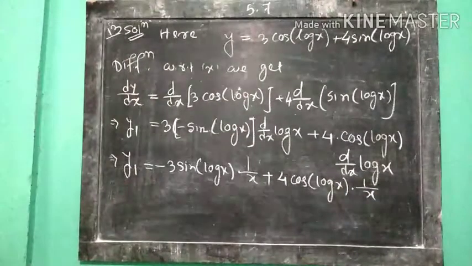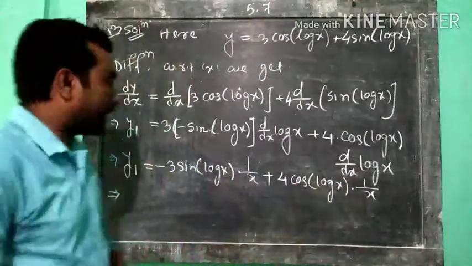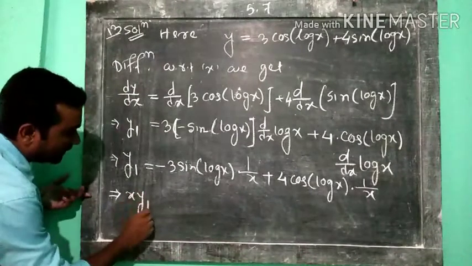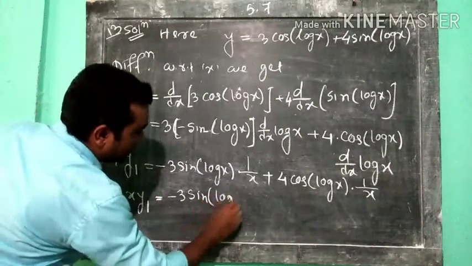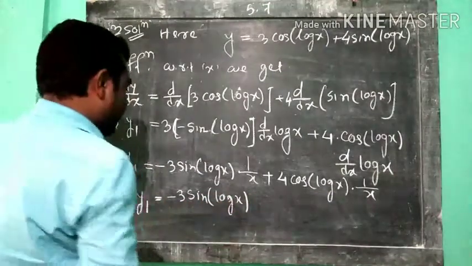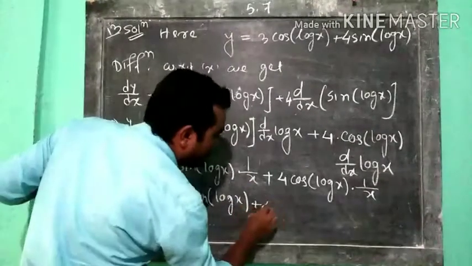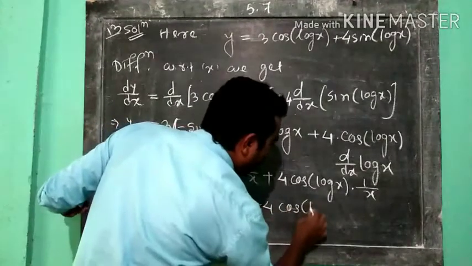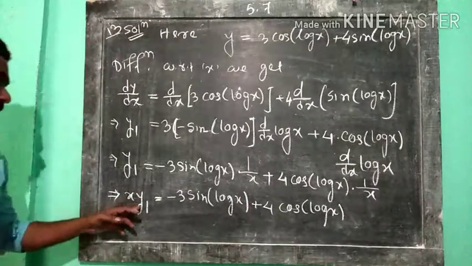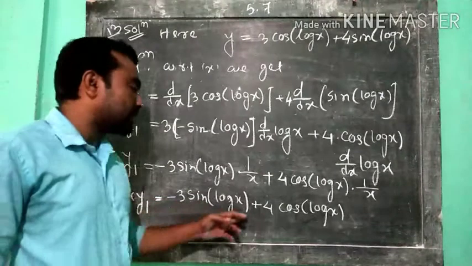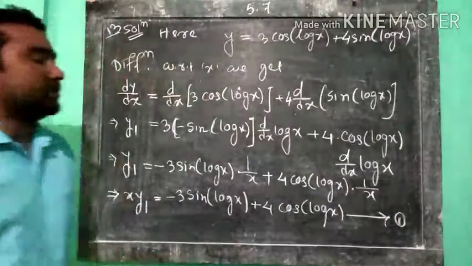If we multiply both sides by x, then what do we get? Now multiplying both sides by x, we have x y1 equal to minus 3 sin log x, since we are multiplying by x, this x and this x cancel out, plus 4 cos log x, and this x is cancelled. So we have x y1 equal to minus 3 sin log x plus 4 cos log x. This is, suppose, equation number 1.